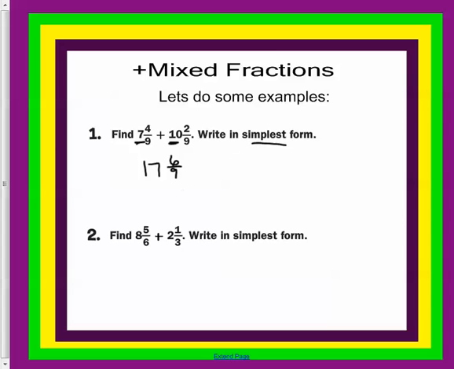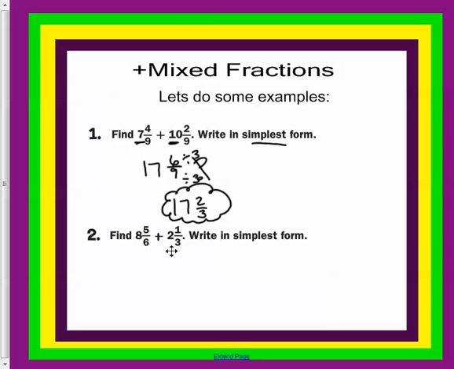Okay, they want us to write it in simplest form. Is this in simplest form? No. So we have to take the 6/9 and think, okay, what number goes into both 6 and 9? 3. Okay, so if I divide by 3, for both of them, 17 and 2/3 is my new answer. Is that simplest form? Yep, so I bubble it in.